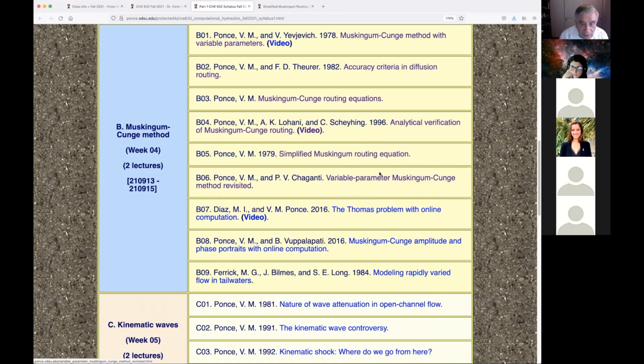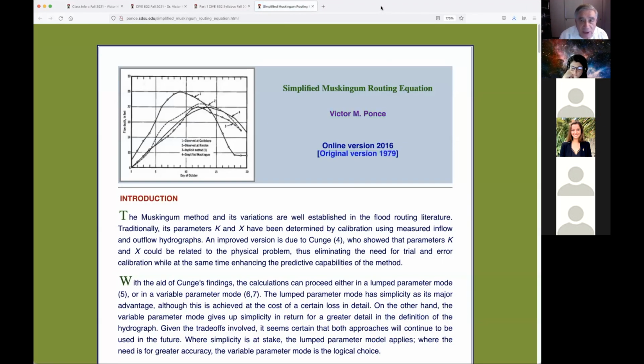So right now, I'm going to go on to the simplified Muskingum routing equation. Is everybody seeing the green sheet? Yes. Okay. So this is simplified Muskingum routing. The Muskingum routing of Cunge, we are going to simplify it. It's already simple, but we're going to simplify it further.